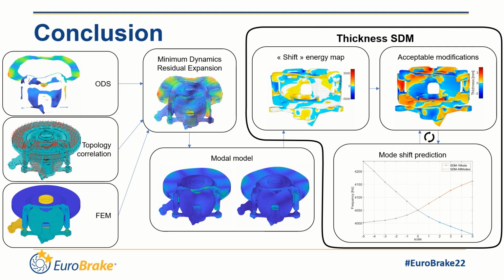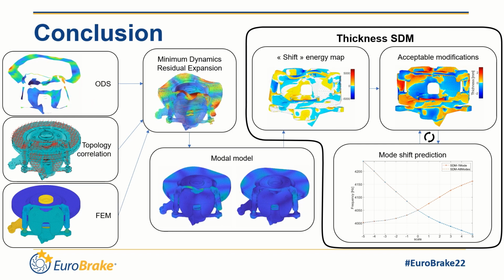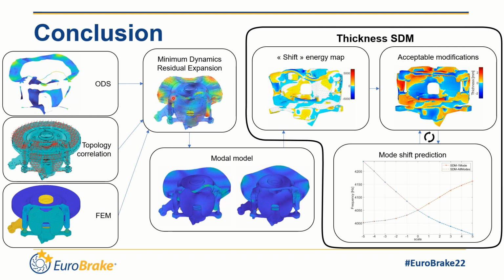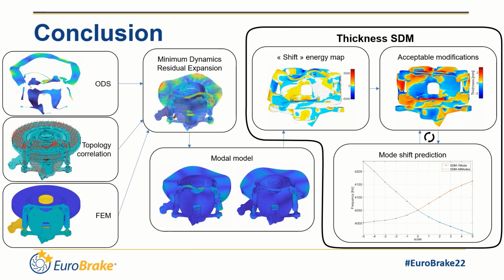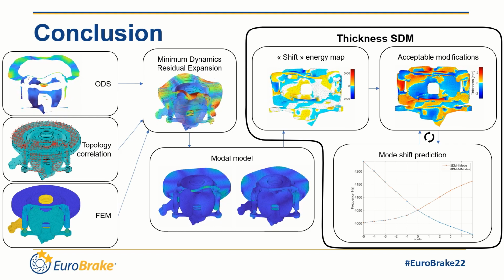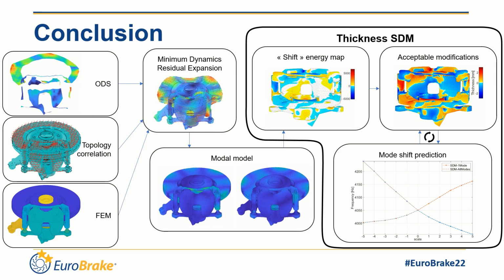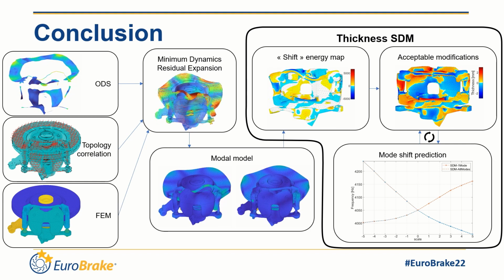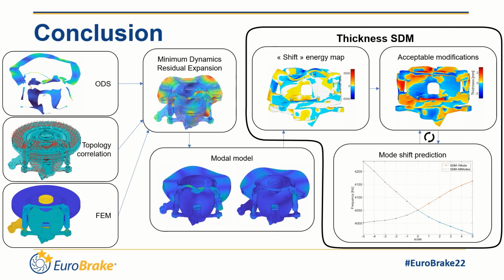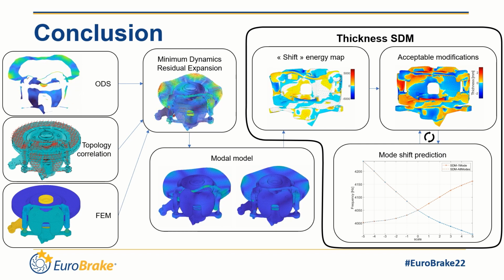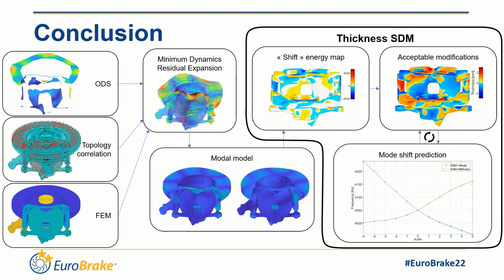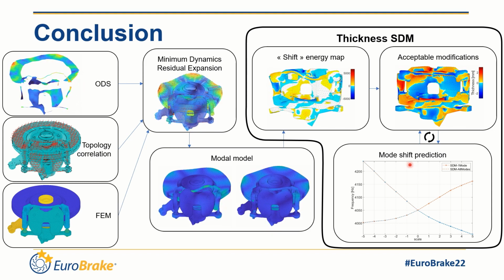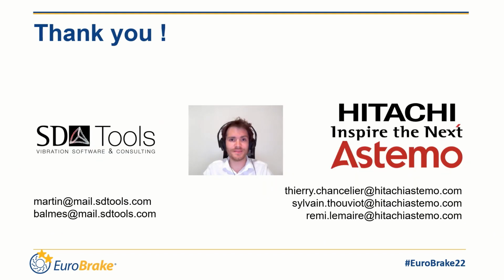I would like now to conclude with an overview of the presented procedure. So from an ODS measurement of a squeal event and a finite element model, it is possible to estimate the ODS motion at all model degrees of freedom using expansion techniques, and even when the test-FEM correlation is not very satisfying. From the complex shape, a modal model is built, composed of two real modes at the squeal frequency. Then a shift energy map is generated, showing where to add or remove material to separate the modal frequencies. From this shift energy map, acceptable modifications taking into account engineering constraints are proposed, from which mode shift predictions are computed. And this ends my presentation.